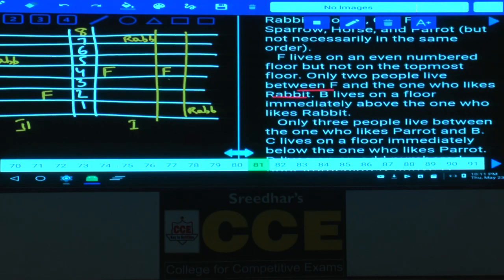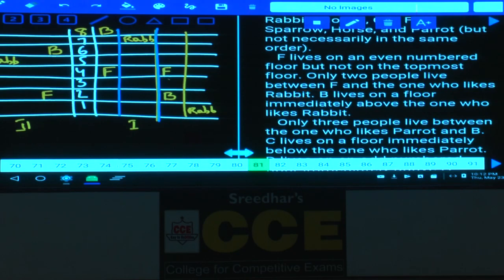B lives on a floor immediately above the one who likes rabbit. Now similarly, B lives immediately above the one who likes rabbit. Clear now? Then tell me what is the other information here.